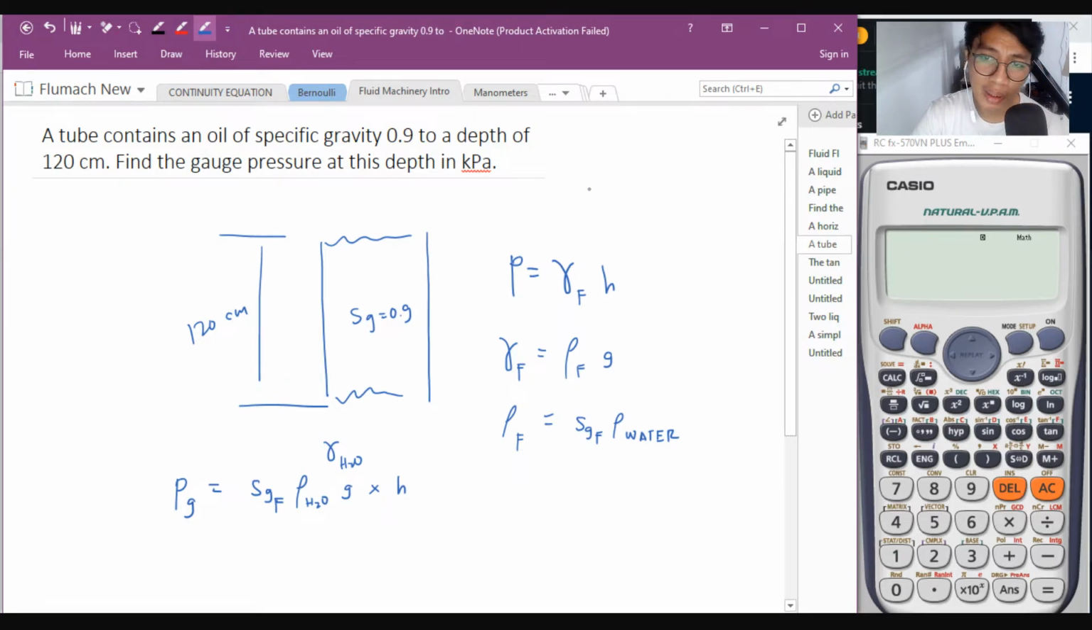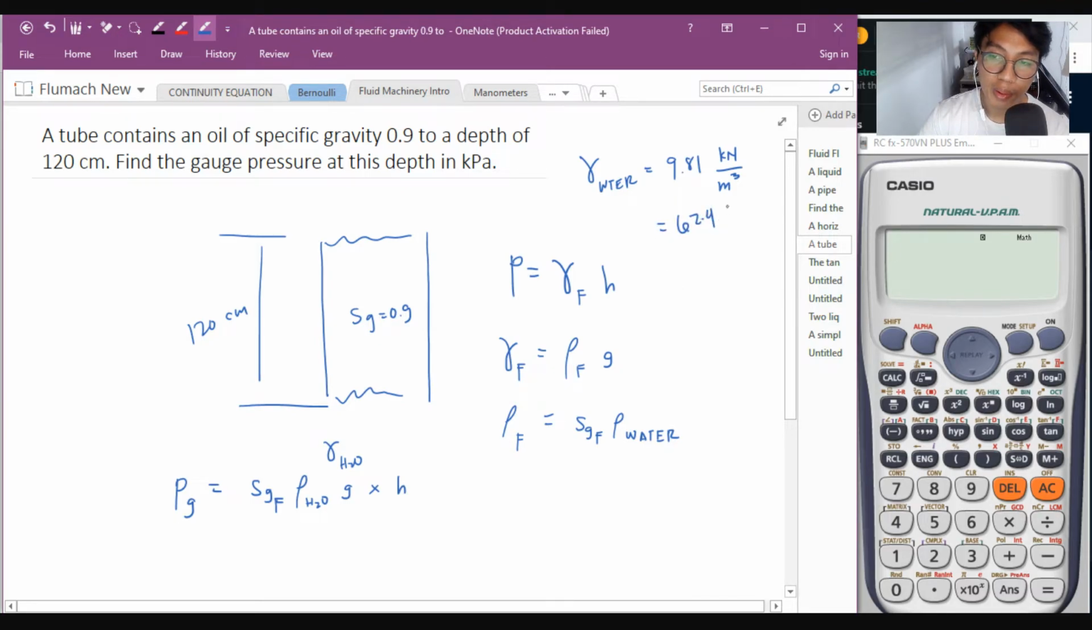Now, what is the density of water? The specific weight of water na lang, rather. What is the specific weight of water? Ilan? 9.81 kilonewton per meter cube. Ilan yan sa English? 62.4 pound per feet cube. Basic yan dapat alam nyo.